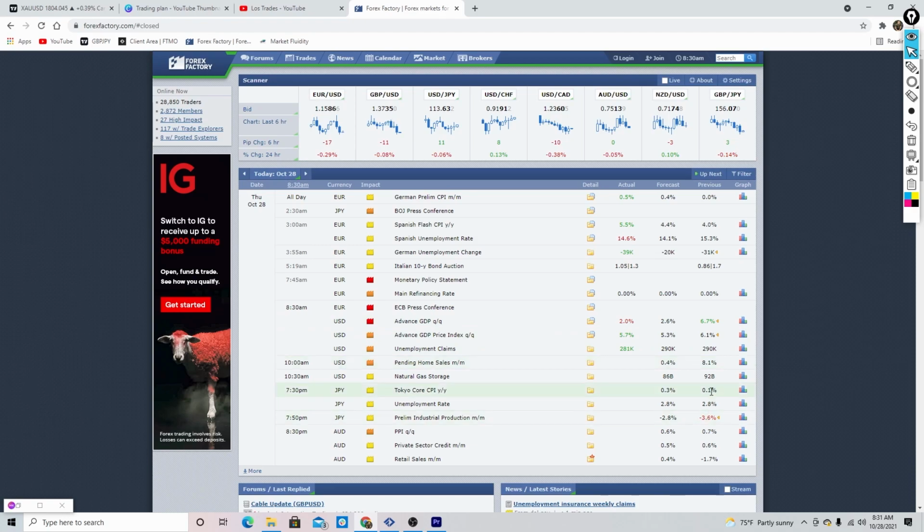281,000. Okay, so good numbers. Good numbers for unemployment claims. That means fewer people filed for unemployment last month. So those are good numbers for USD, right? Advanced GDP, even good numbers. Better than expected. Really good numbers. Core price index was good numbers. Advanced GDP was bad numbers.